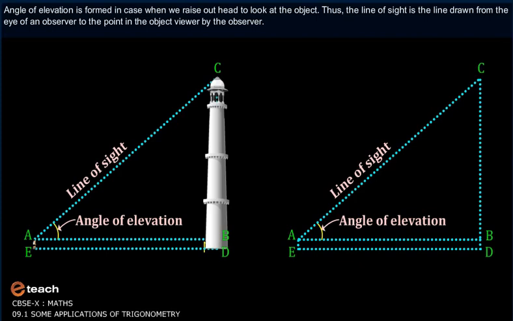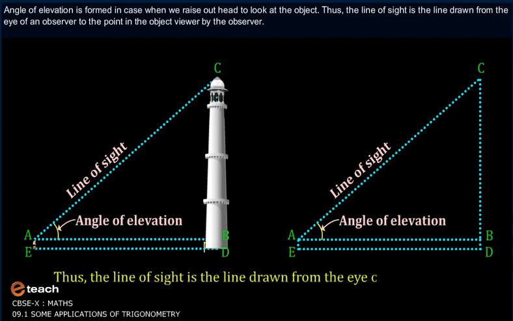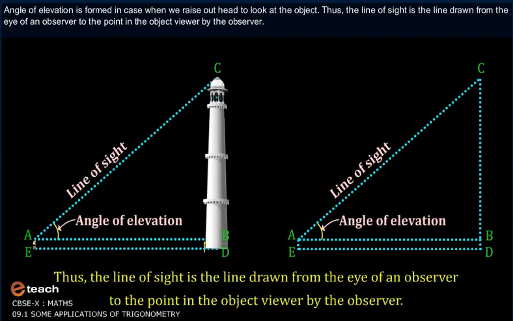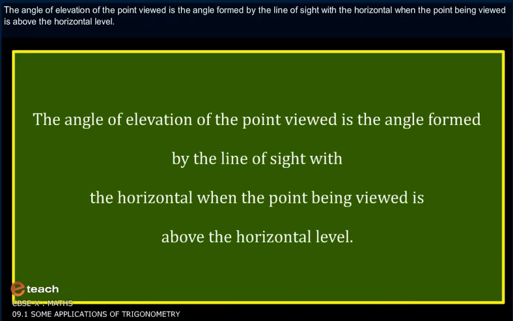Angle of elevation is formed when we raise our head to look at the object. Thus, the line of sight is the line drawn from the eye of an observer to the point in the object viewed by the observer. The angle of elevation of the point viewed is the angle formed by the line of sight with the horizontal when the point being viewed is above the horizontal level.